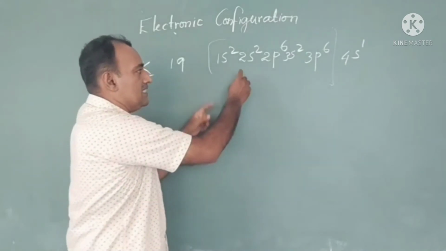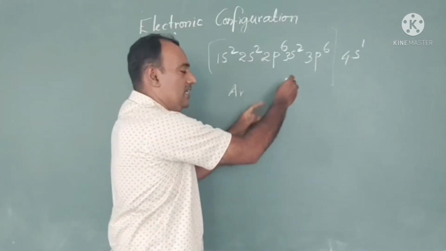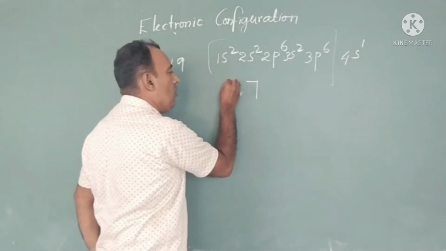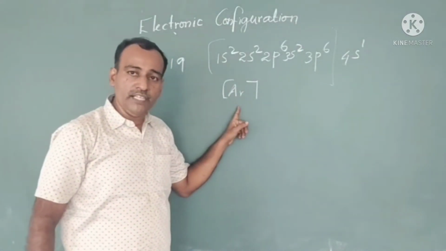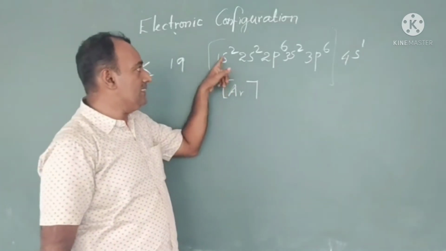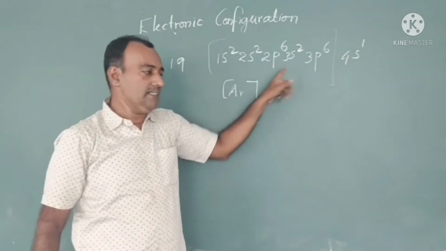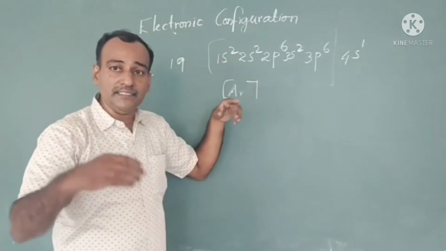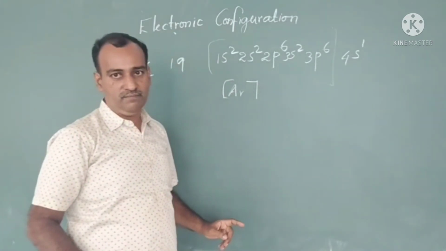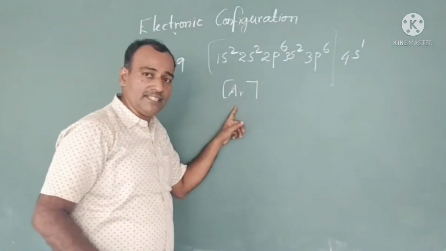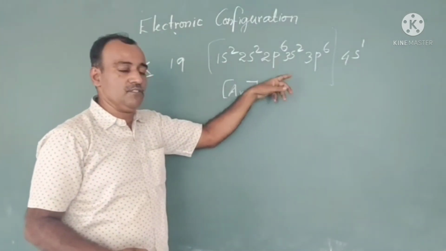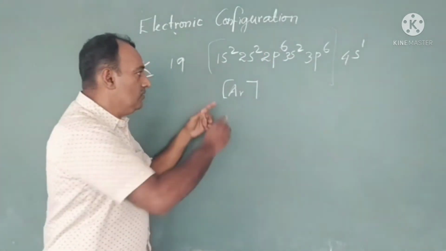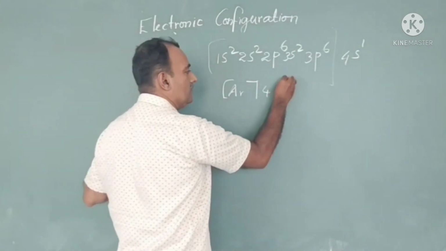So instead of writing this much, we can simply put argon in square bracket. If you put argon in square bracket, that indicates 18 electrons. That argon in square bracket indicates 1s2, 2s2, 2p6, 3s2, 3p6. So how can you write? 4s1.